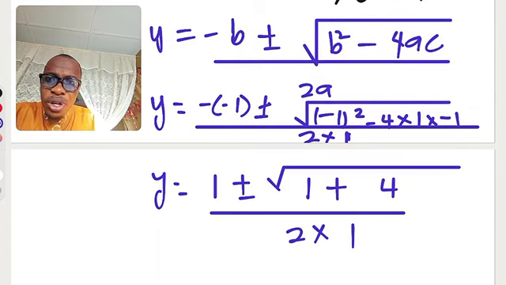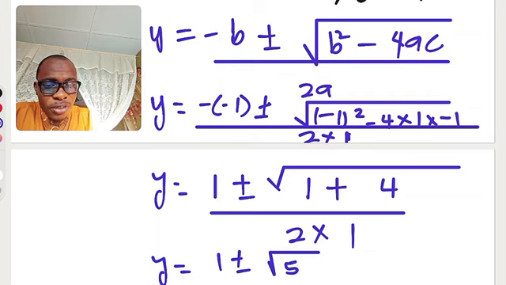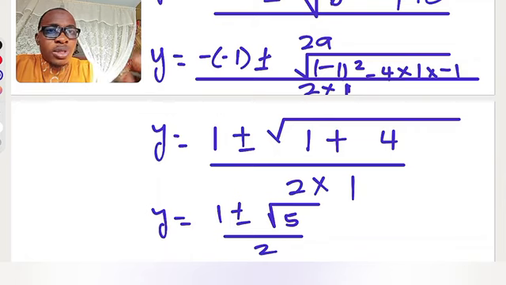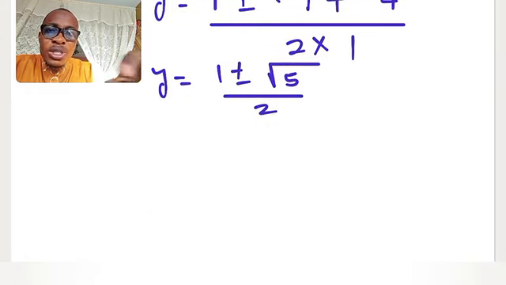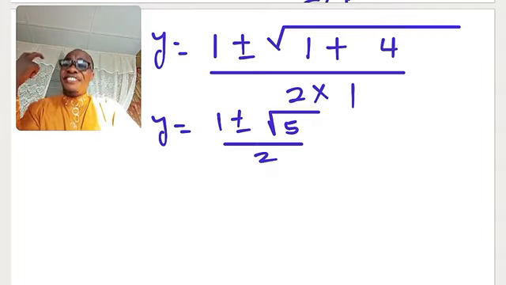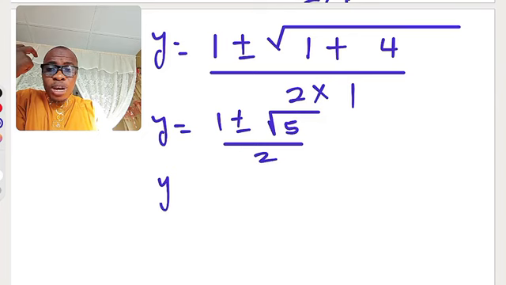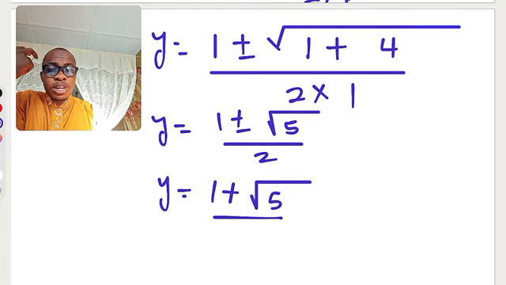All right, so moving on, we're going to have y equals 1 plus or minus the square root of 5 divided by 2. Now from there, since we have plus and minus, it means that we are going to have two values of y. So we're going to have y equals 1 plus, considering the positive sign first, root 5 divided by 2.